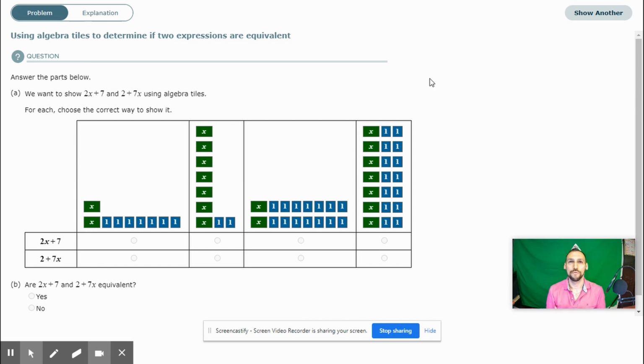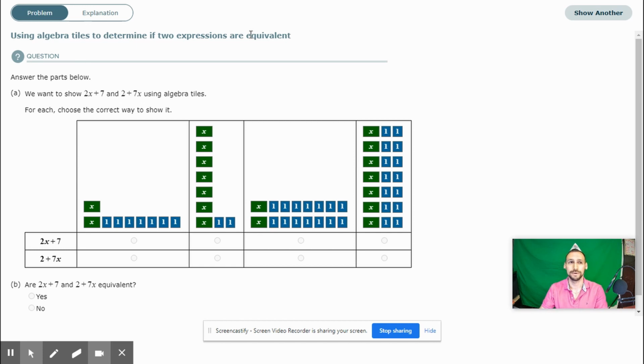Today, I'm going to be going over a topic that about 80% of you guys are ready to learn, and it seems like you haven't done yet. So maybe this is avoidance, maybe you just don't know how to do this, maybe you've never seen an algebra tile before. But let's go through it together. So this is the Alex topic, using algebra tiles to determine if two expressions are equivalent.